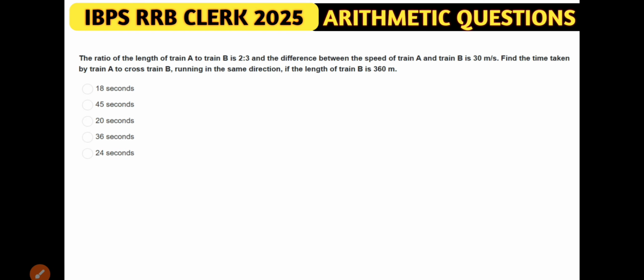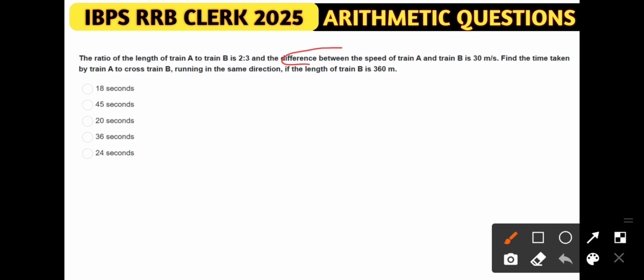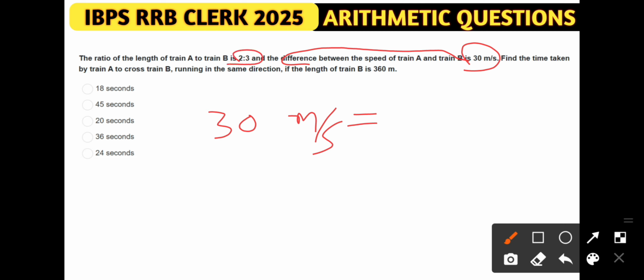Now we are moving to this question. The ratio of the length of train A to train B is 2:3, and the difference between the speed of train A and train B is 30 meters per second. Find the time taken by train A to cross train B running in the same direction. In the same direction, the relative speed will be the difference. Here the question has already given that the difference between the speeds is 30 meters per second. So the relative speed is 30 meters per second. Speed equals distance over time. Distance means the length of the trains, which will be 2 and 3 parts, so totally 5 parts value.